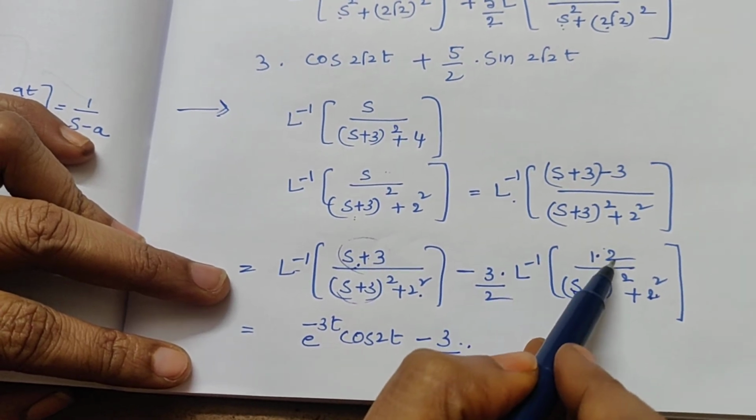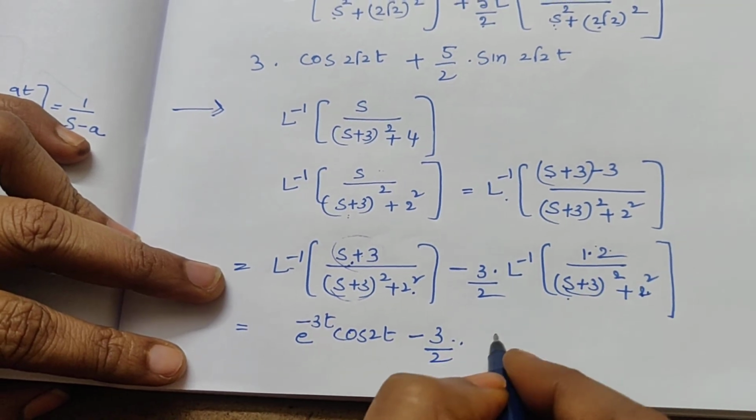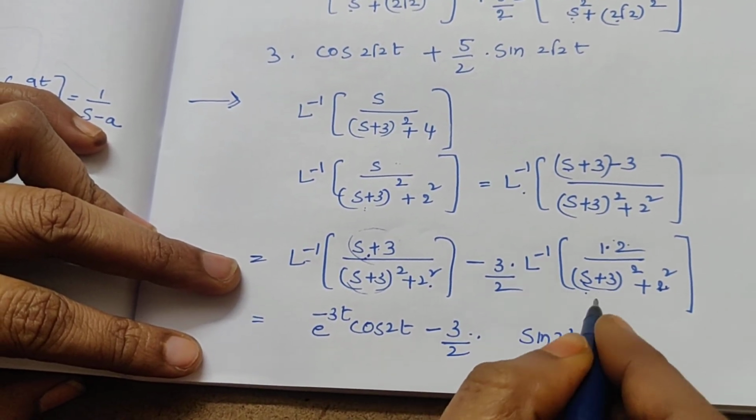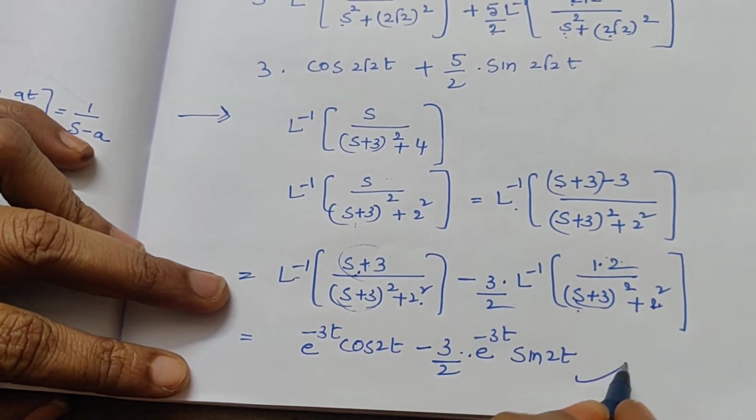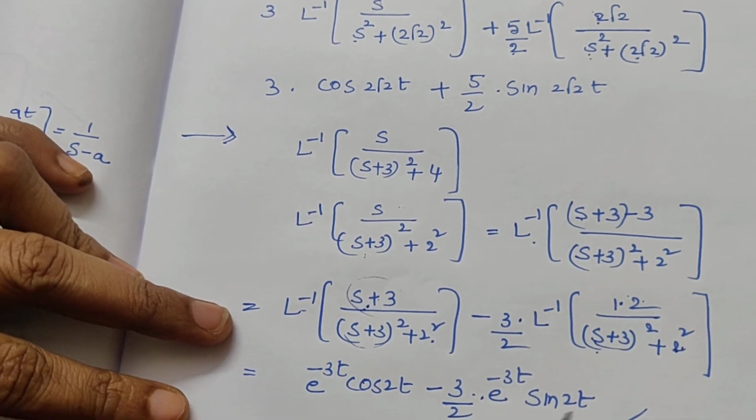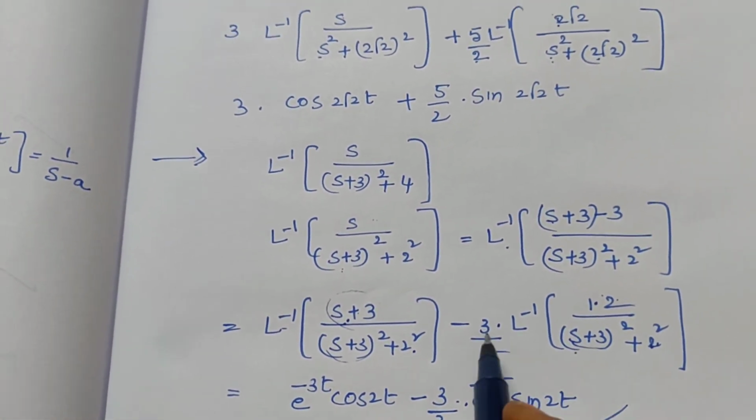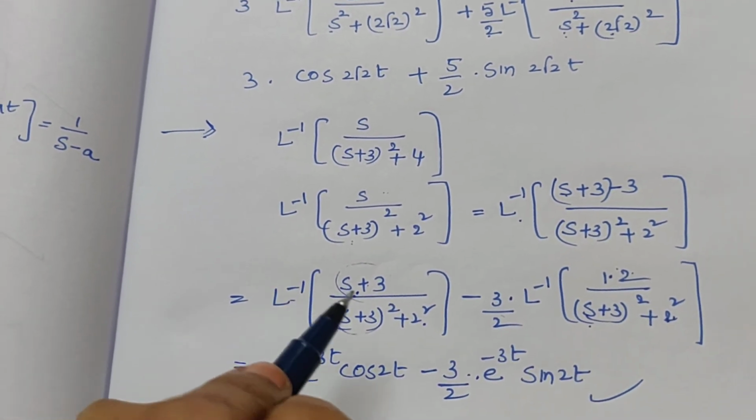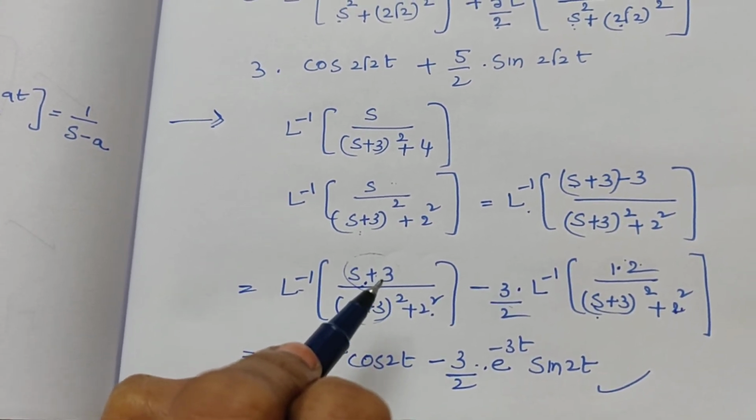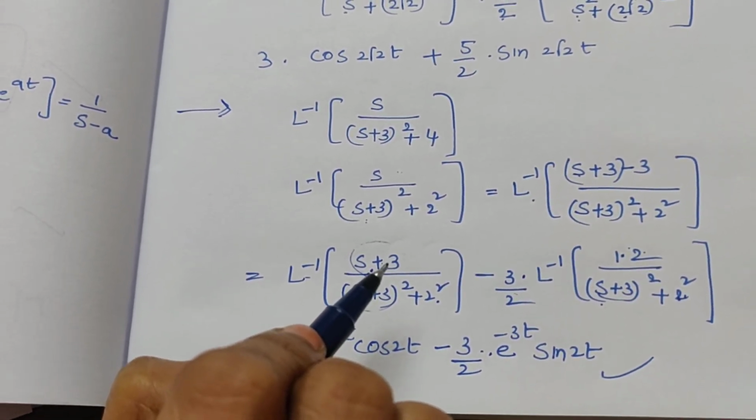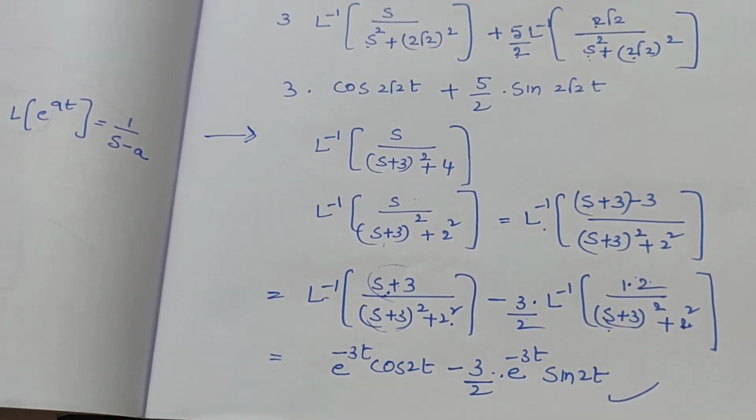Now clearly we are observing 2 by s square plus 2 square. This is sin 2t Laplace transform, but s changes to s plus 3, that is because of e power minus 3t. Like that we try to understand the formulas of Laplace transform to evaluate inverse Laplace transform. This is possible if you know clearly the Laplace transform formulas as well as properties of Laplace transforms in mind.